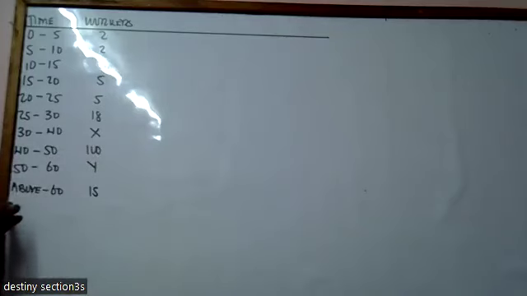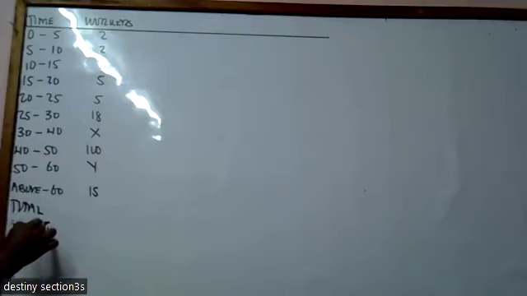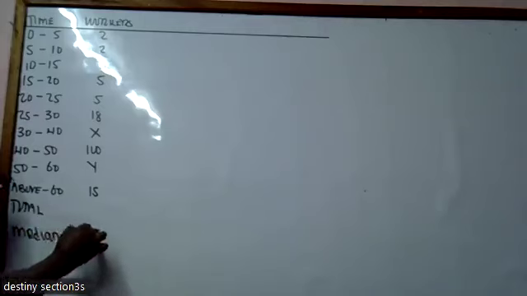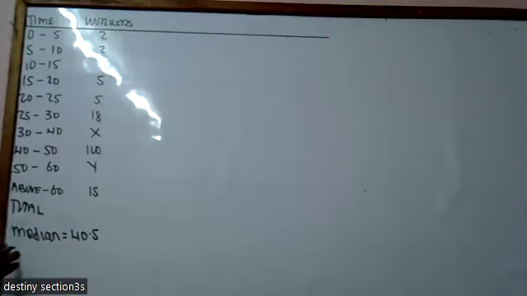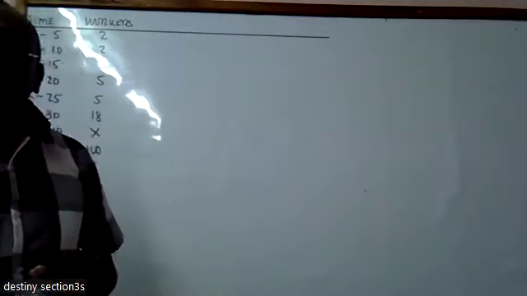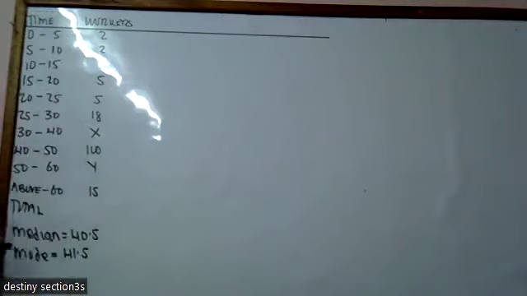We are told that, so we have the total here. We are told that the median is 40.5. And the mode is 41.5. So we look for those values.